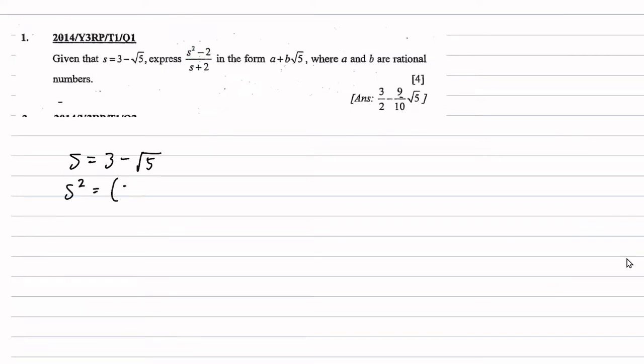So what is s squared? It's just 3 minus square root 5 squared. How would you do it? I hope you remember a minus b bracket square.